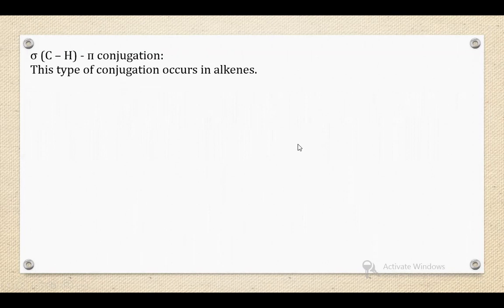In that, the two important types we will be discussing are sigma and pi conjugation. You need to understand sigma and pi conjugation and how electrons will be shifting. That is the carbon-hydrogen single bond. This type of conjugation occurs in alkenes.